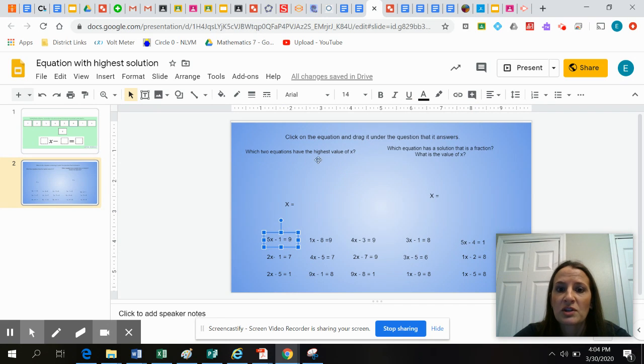I want to know which two equations have the highest value of x. There are two. So a lot of these equations did not meet the qualifications for that activity last Wednesday. And then one of these equations has a value that is a fraction. So I want you to identify that equation and drag it underneath the question. On both of these, I want you to tell me what the value of x is. I want you to tell me what the solution is. All right, that's that.